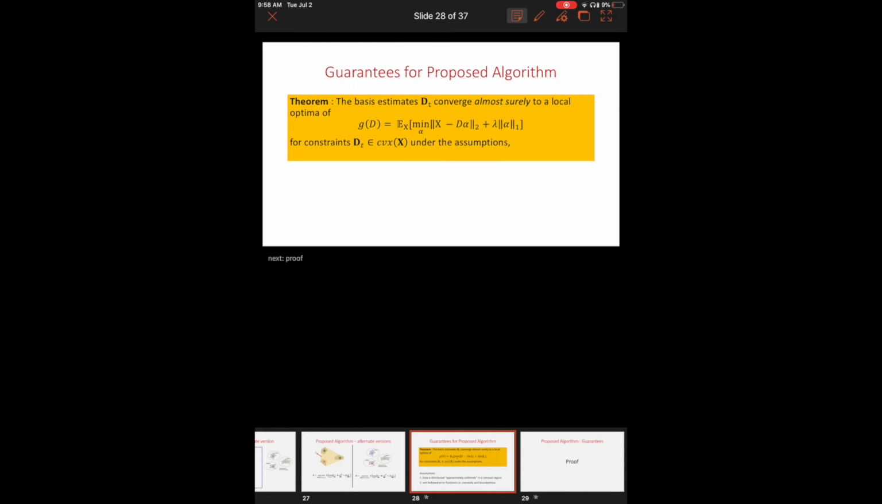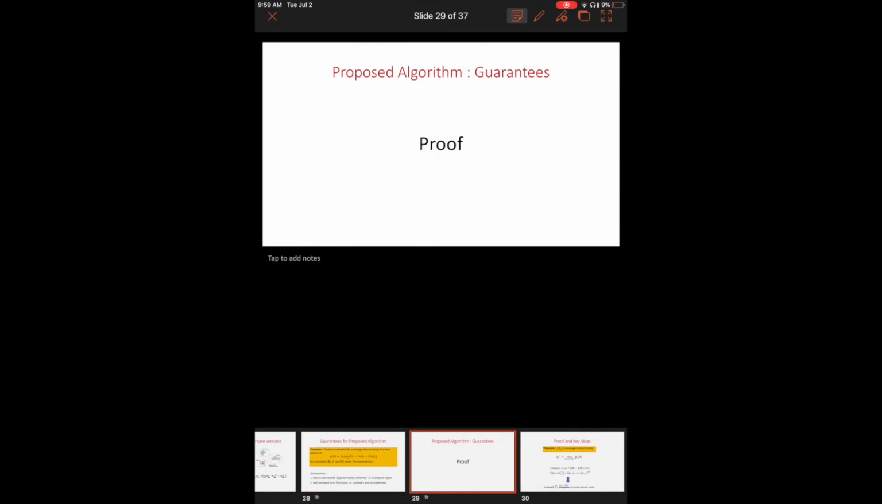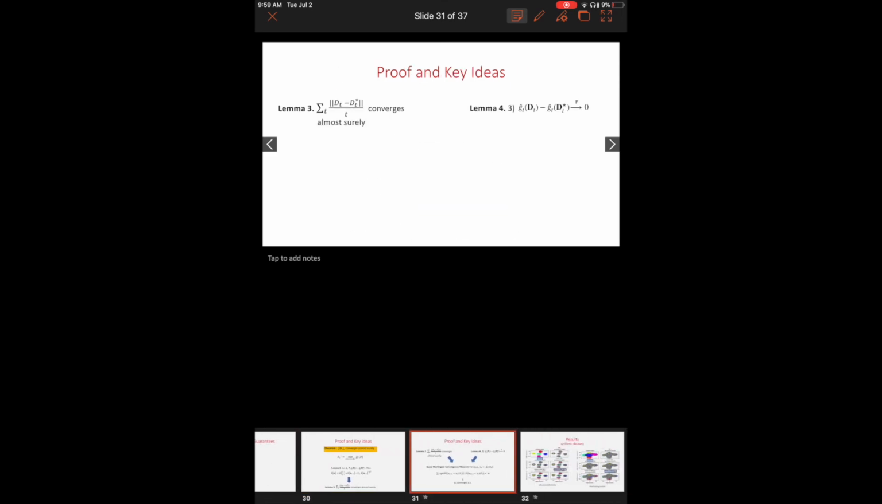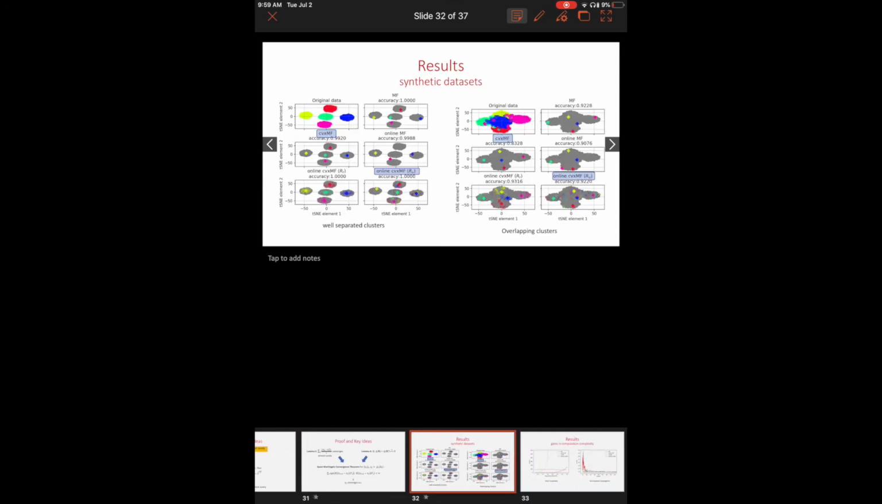Our convergence guarantees are based on a few minor assumptions. We assume that the data is approximately uniform in the compact space C, and that the error functions are well behaved, that is, convex and bounded for these data points. Let me skip over the proof for our algorithm to go to the results.